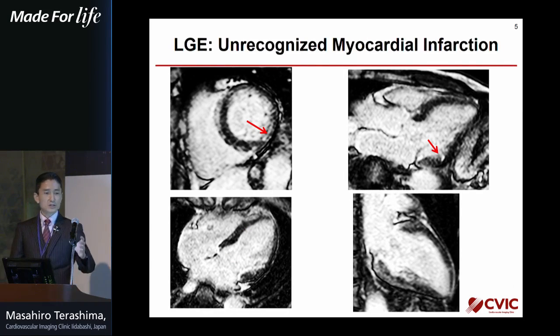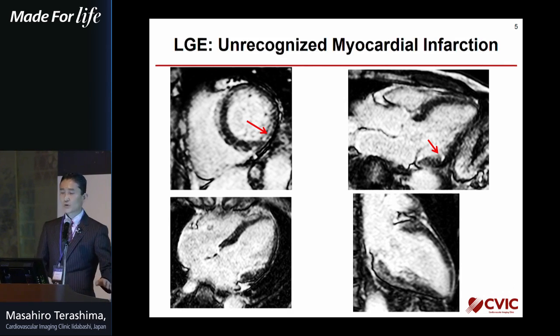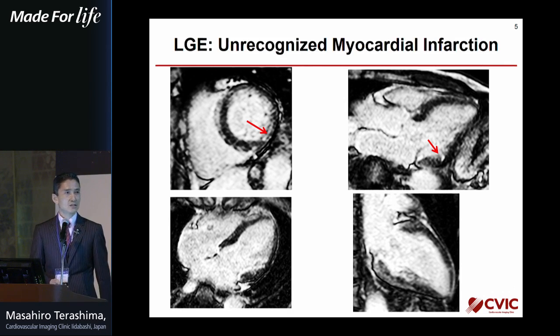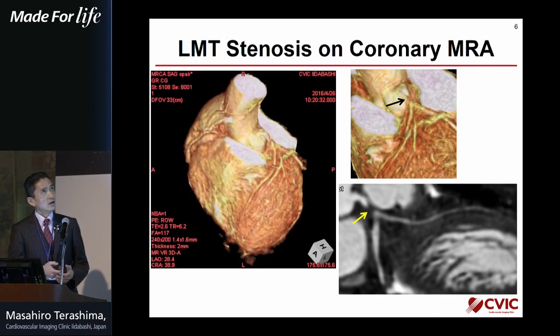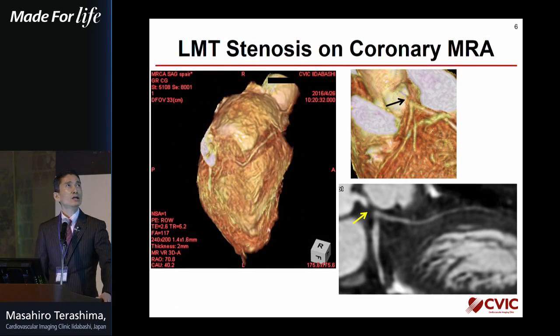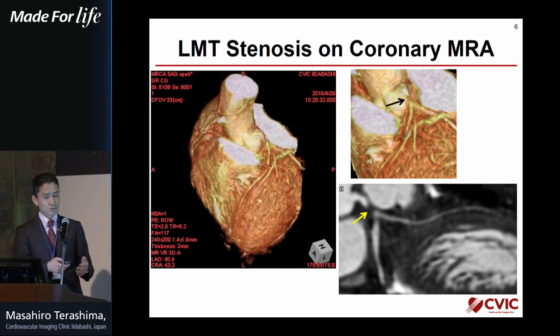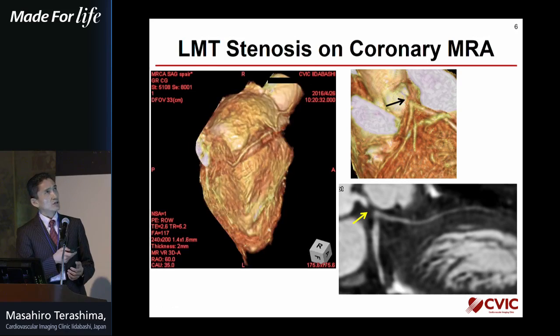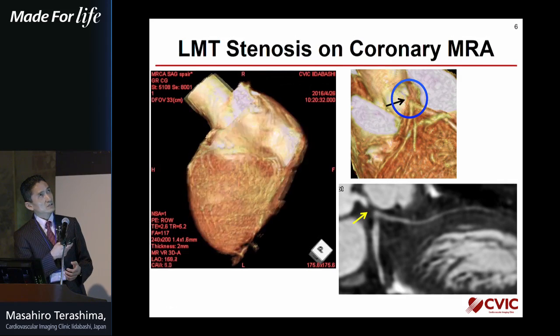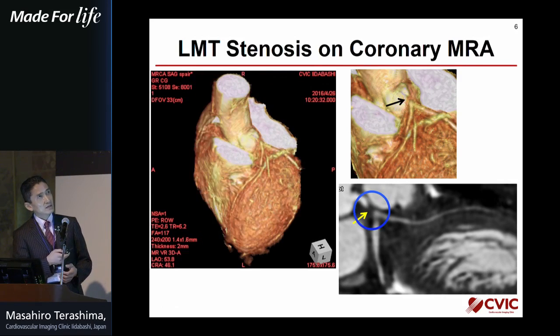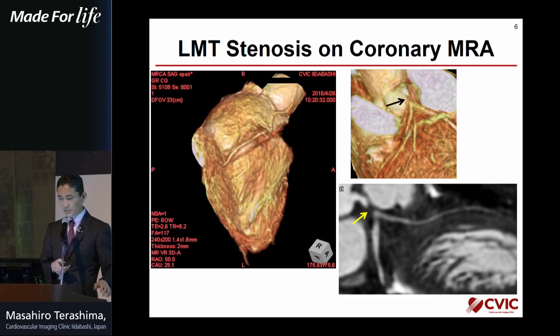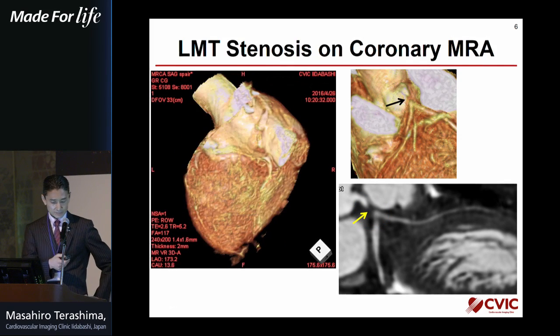And also, this is the delayed enhanced, late gadolinium enhanced image. You can see a very small, tiny infarction here, which is an unrecognized silent infarction. We moved on to the coronary MRI sequence. Not many institutions are doing it, but we are. Compared with the coronary CTA, you can appreciate a severe stenosis here in the left main system.